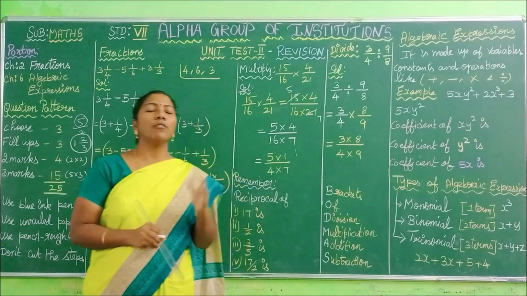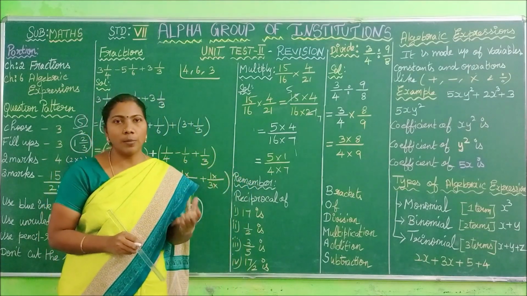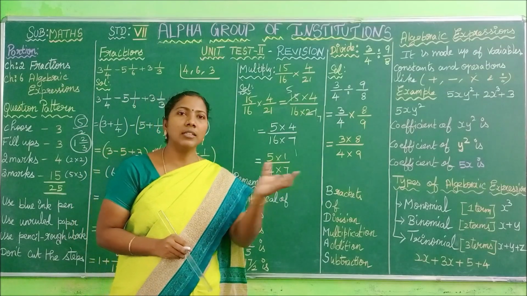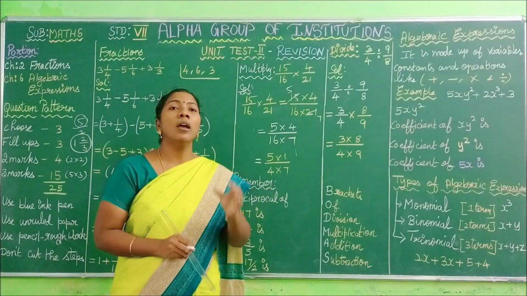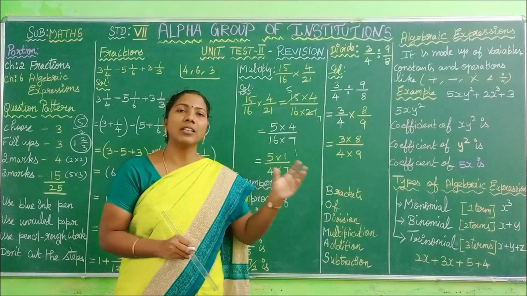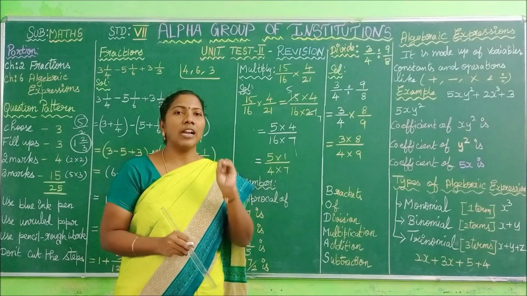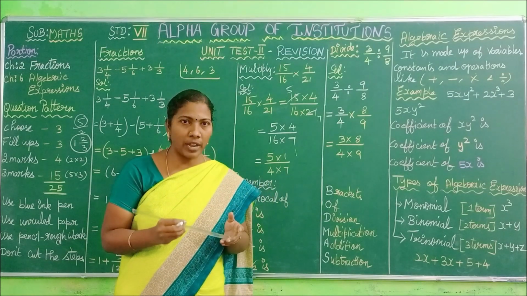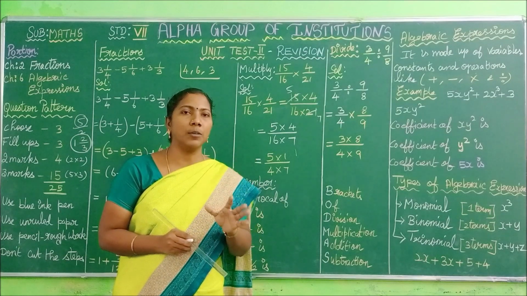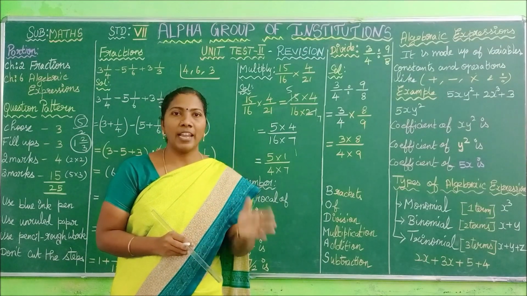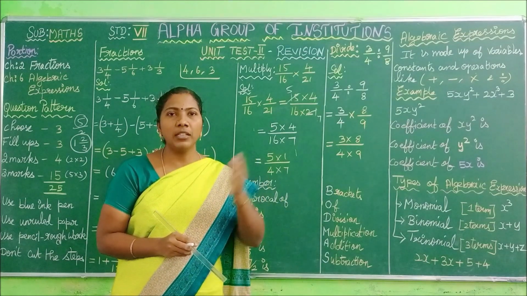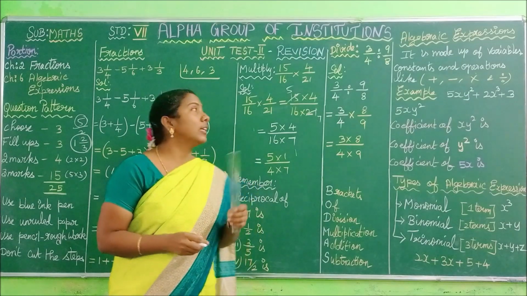If the given question does not have the same denominator, you have to bring the denominators to the same by taking the LCM of the given denominators. So the condition for addition and subtraction of fractions is that the denominator should be the same, that is, the given fractions should be like fractions. Otherwise, we have to bring the fractions to be like. Let us do one sum.